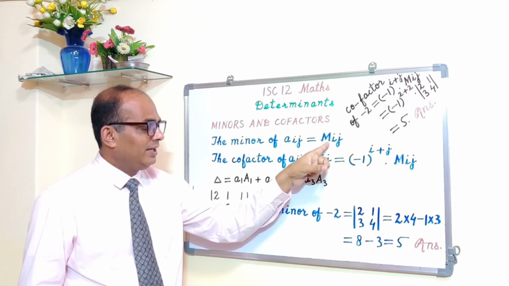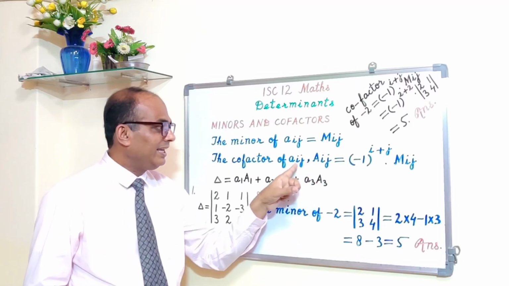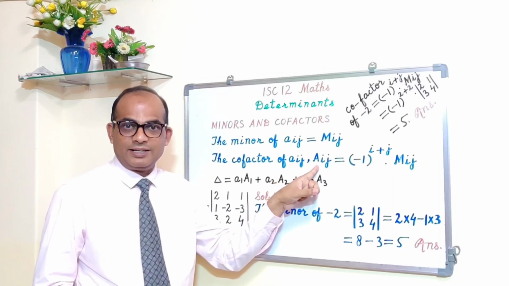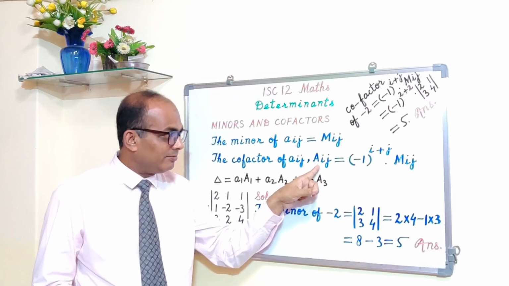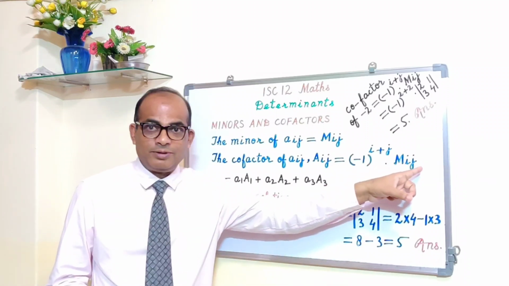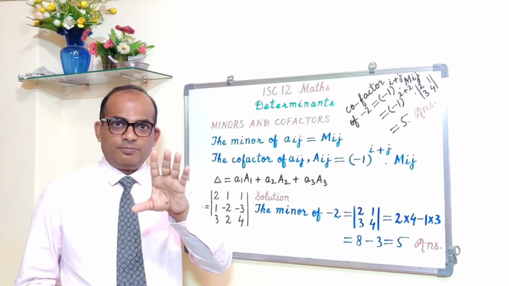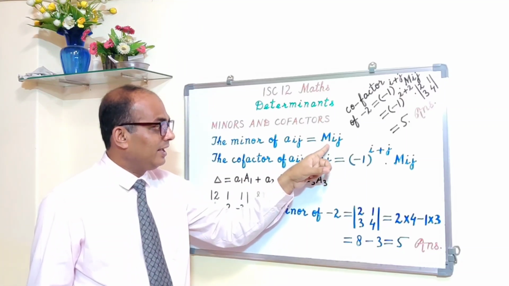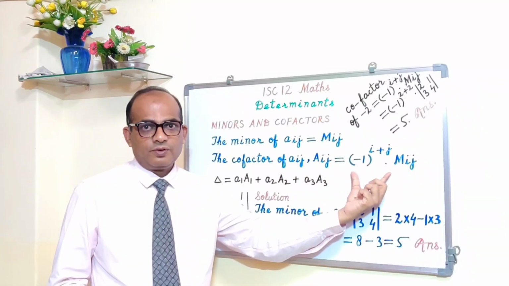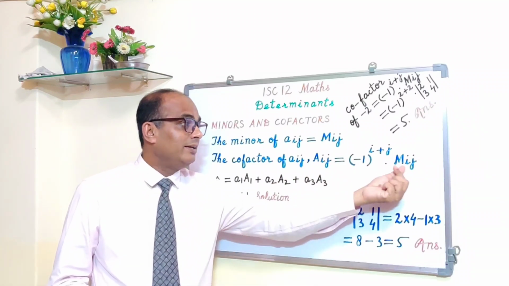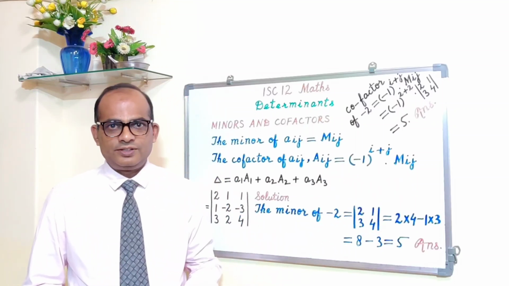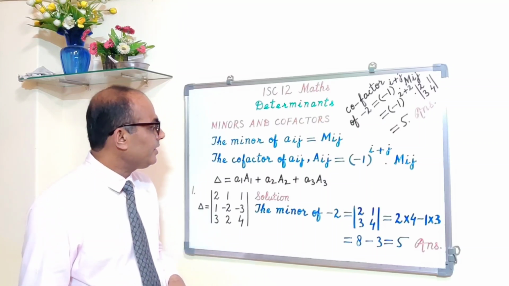So here we are writing the cofactor of the element Aij, which we write capital Aij. Capital Aij, that means the cofactor of Aij, is equal to minus 1 raised to the power i plus j into Mij. So the difference between the minor and cofactor is that when you consider the sign also, then the same minor becomes the cofactor. I'll tell you what we mean when we say we consider the sign.